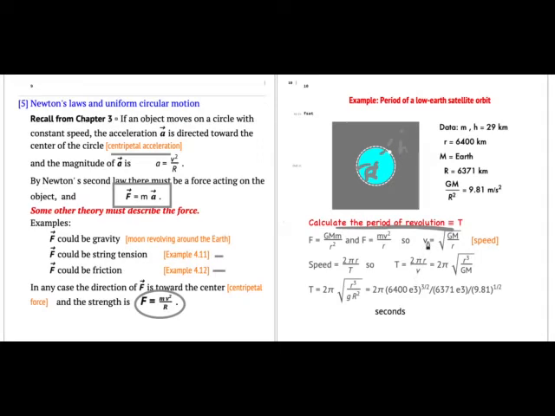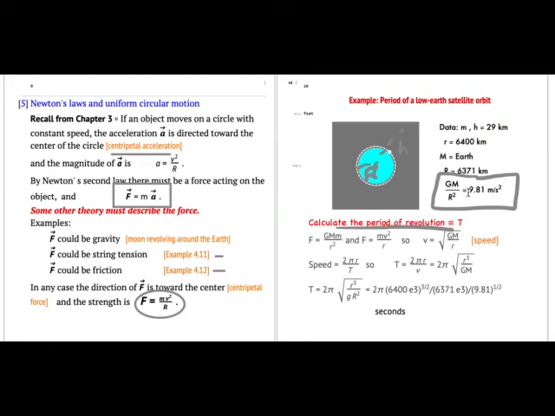And the speed is the square root of GM over r, so 1 over the speed is the square root of r over GM, times r times 2 pi. So the period is 2 pi times the square root of r cubed over GM. Now, GM over r squared is the acceleration due to gravity at the surface of the Earth. That's 9.81 meters per second squared.